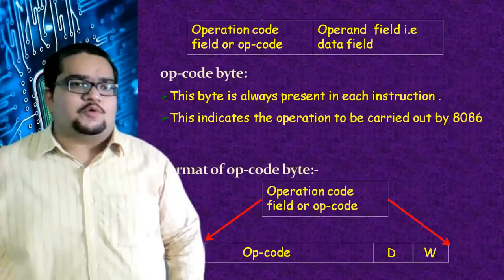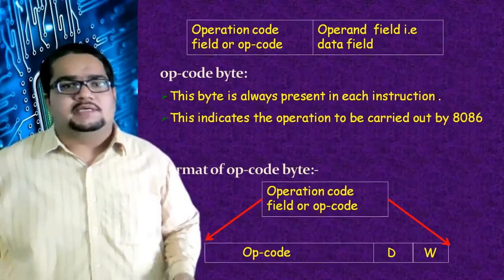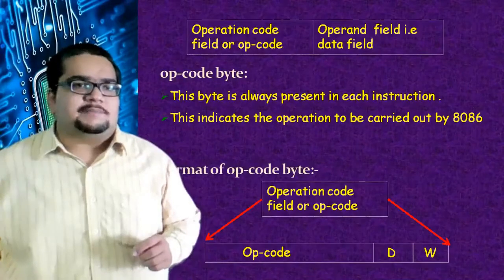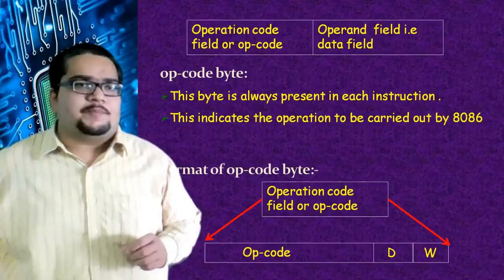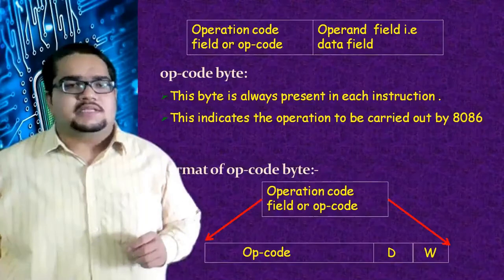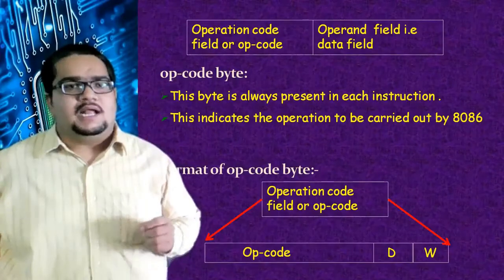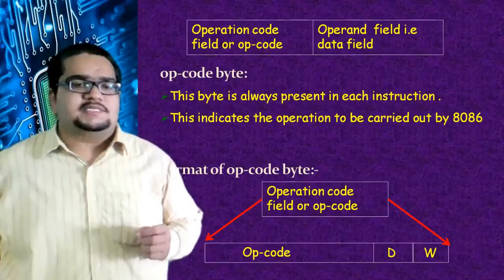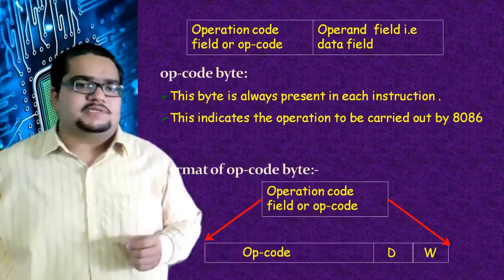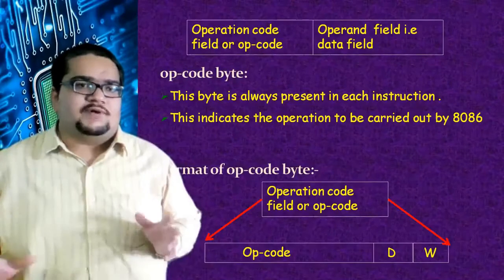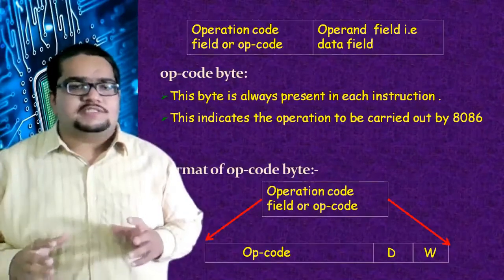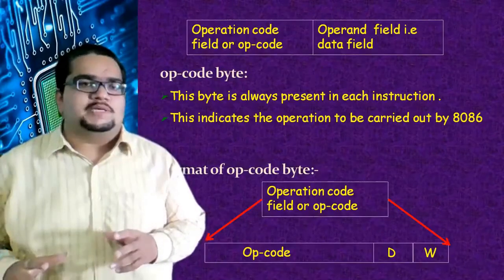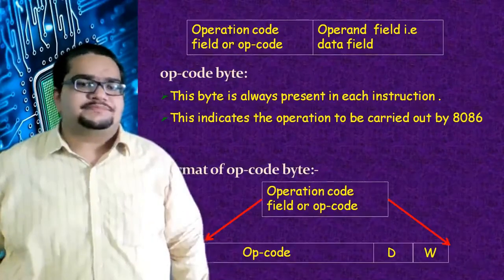It consists of a code of operation followed by the two significant bits D and W. D defines whether the first operand given in the instruction will be a source or destination, and the W bit defines whether the operation will be a 16-bit operation or an 8-bit operation. So the total 1 byte is the first opcode byte, out of which 6 bits are the operation code, and the other two bits are D and W.